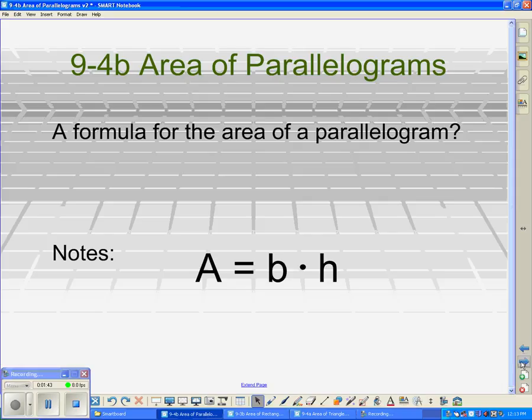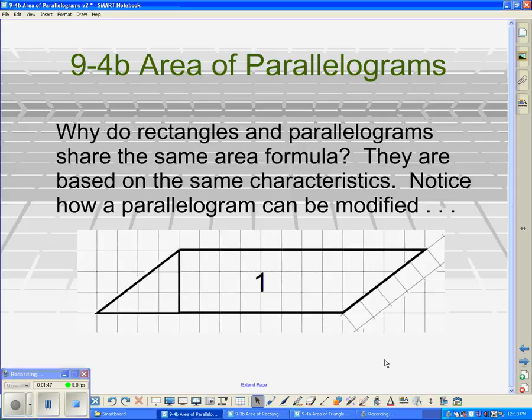We're going to look, because that formula sounds familiar, and that formula sounds the same as the formula for the area of a rectangle. So why do rectangles and parallelograms share the same area formula? Well, they're based on the same characteristics, and that is the opposite sides being parallel, opposite sides being the same in length.